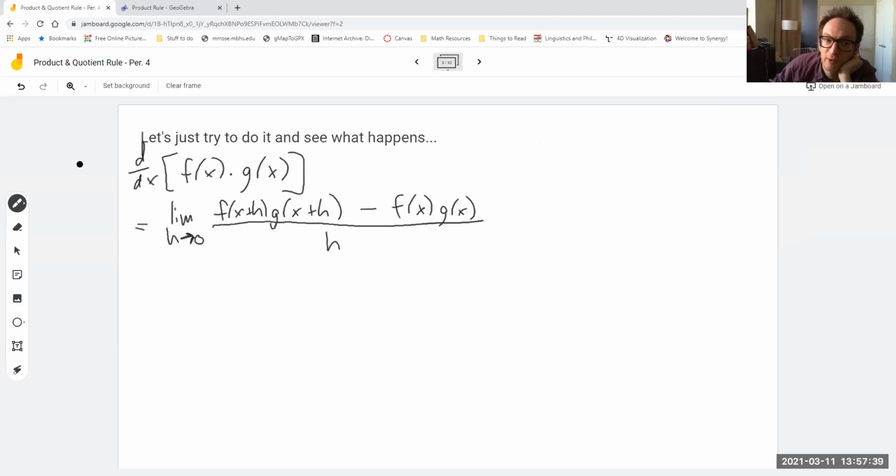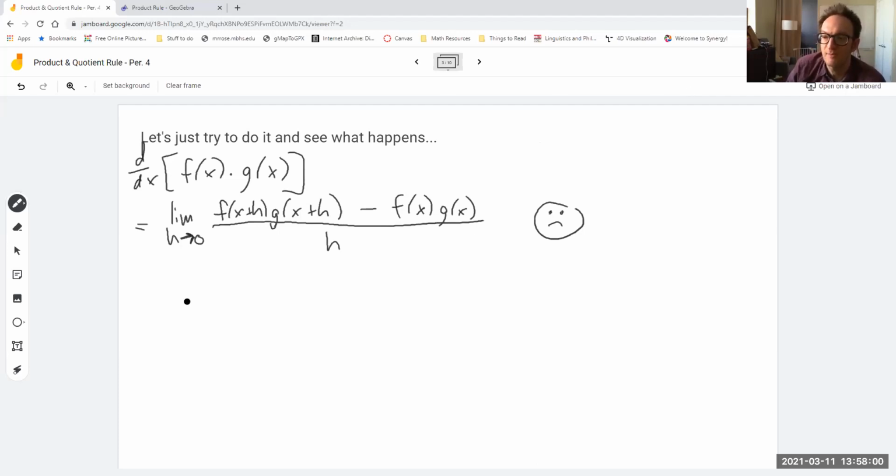I don't know what to do now. I am just stuck. And no simple algebra move is going to help me here. I can't multiply by the conjugate. I have no common denominators. I have no simple tricky factoring, things like that, right? This is actually a deep problem.